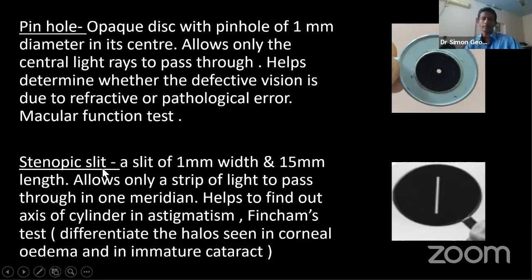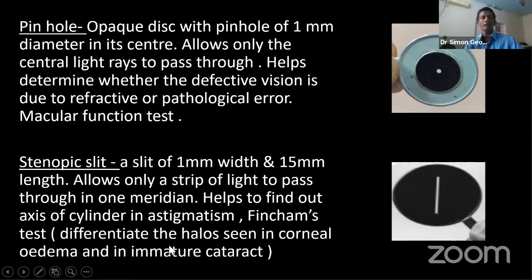Now coming to a synoptic slit, here instead of a hole, you get a slit, which is 1 millimeter width and around 15 millimeters length. It allows only a strip of light to pass through it in one meridian. So it helps us to find out the axis of the cylinder, which is used in the treatment of astigmatism. And it's also used in a test called Finsham's test, which is used to differentiate the halos which are seen in corneal edema and in immature cataract.